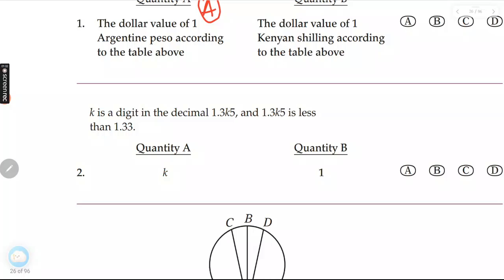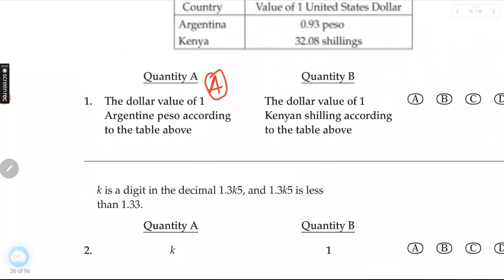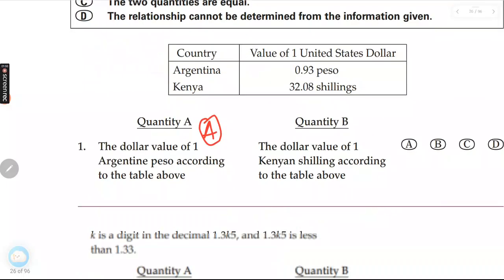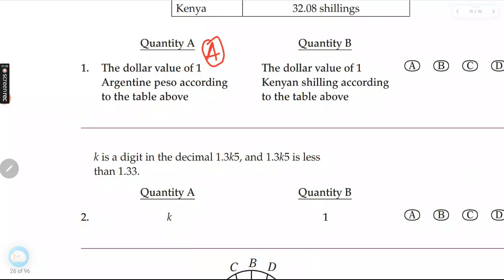The question above, the first question we answered, is a little less challenging than this. Look at it. Argentina 0.93, Kenya 32.08. Of course, the value of peso is higher than the value of Kenya. Okay, but look at this one. This one is not totally straightforward. We're saying K is a digit in the decimal 1.3K5, and 1.3K5 is less than 1.33.